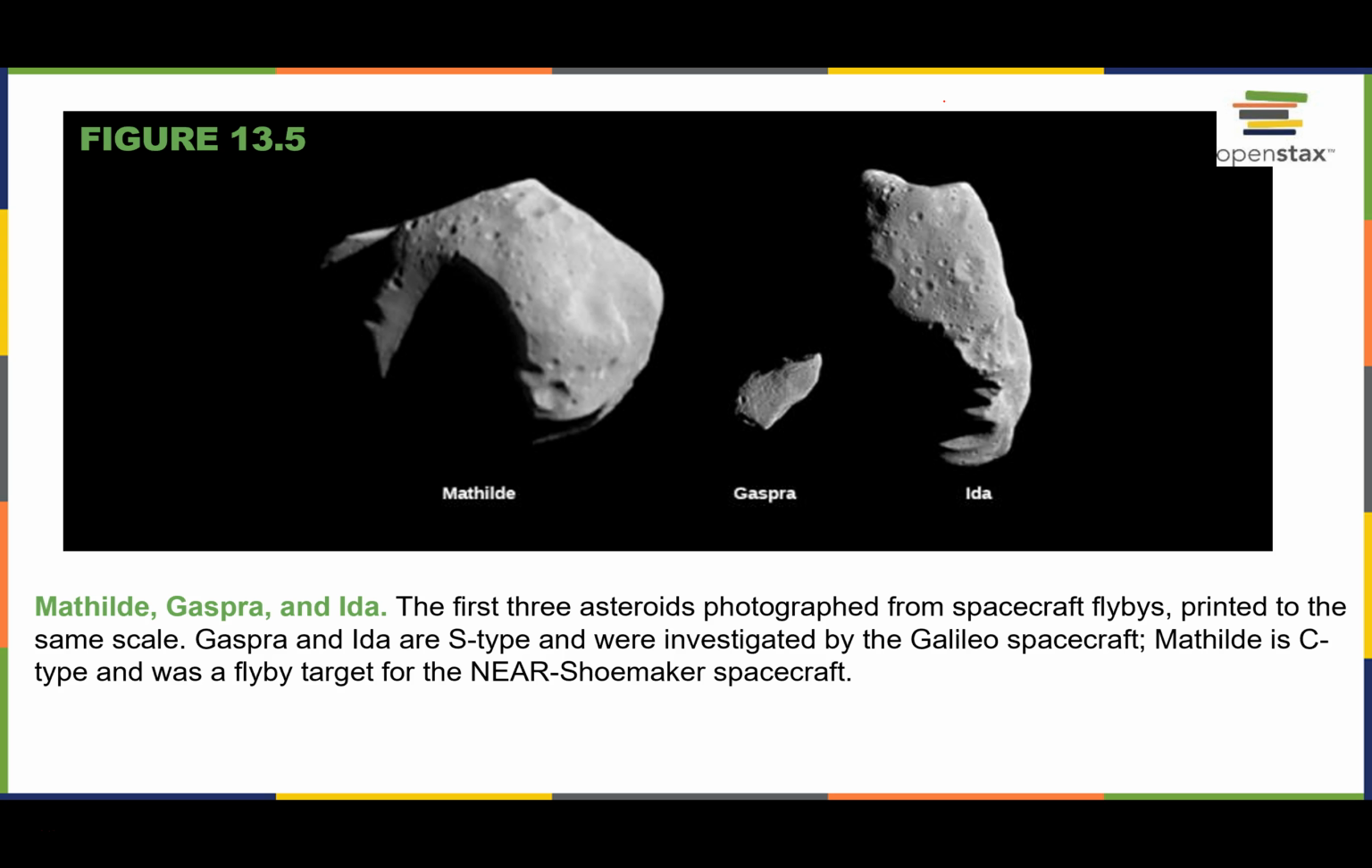Poor little Gaspra, he's so small. But can you see the cute little crater pockmarks on these asteroids? I think that's kind of fun. Now, the fact they're not spherical just means there wasn't enough mass to take the rough edges off.